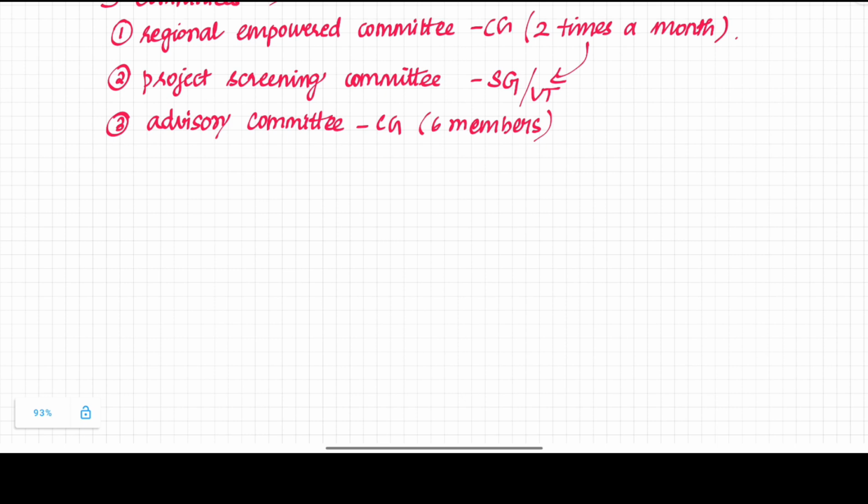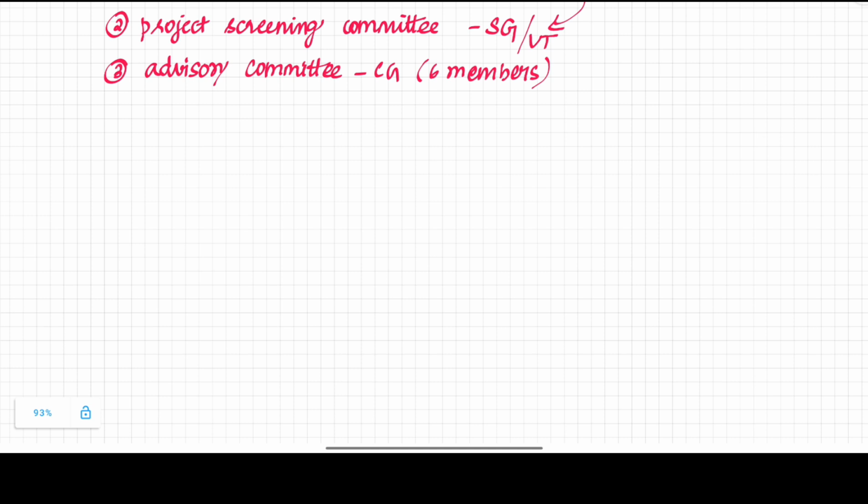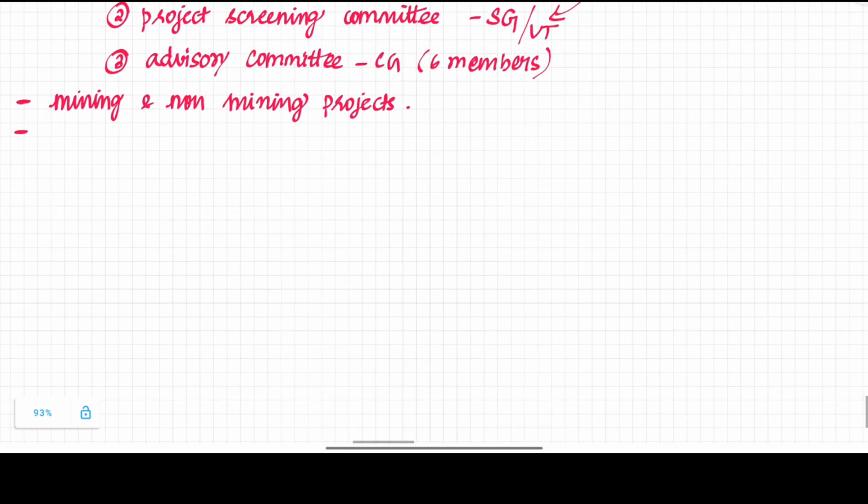Why do we need the Forest Conservation Act? We have mining and non-mining projects, and approval of the projects. Then we go for the final approval by the nodal officer after the central government approves. Once the central government, that is the Regional Empowered Committee, approves, only then do we have the final approval by the nodal officer.